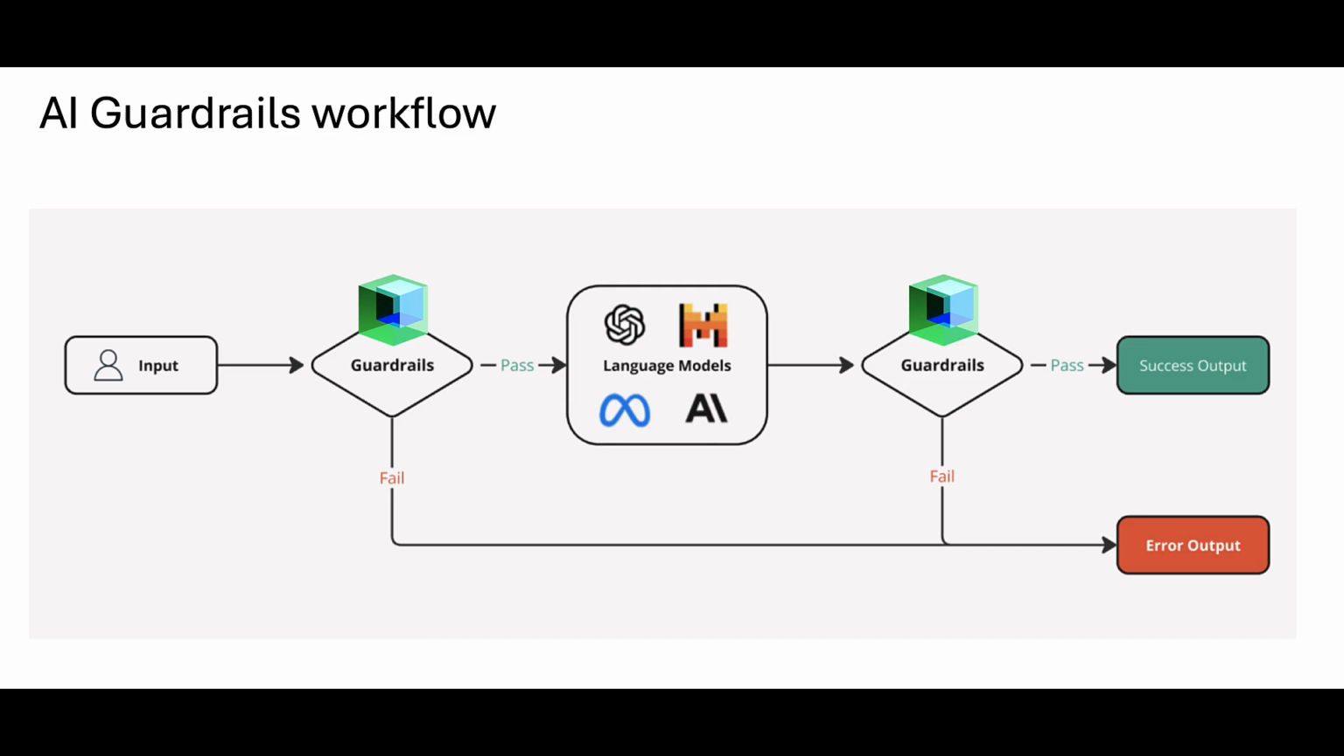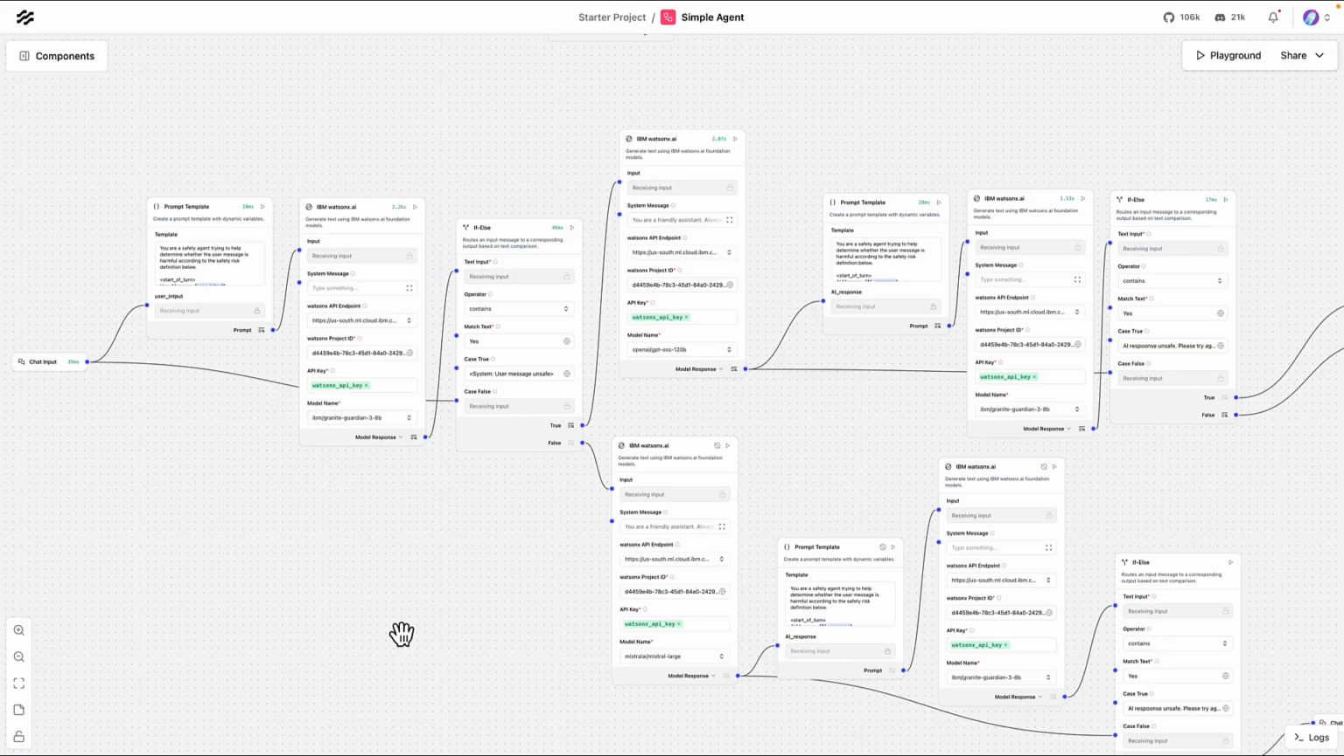Now I will walk you through my Langflow project so you can see just how easy it is to implement this kind of guardrails workflow using Langflow with minimal coding effort. At the very beginning of the flow, we have a chat input node that captures the user's prompt. That input is then passed into a prompt template designed for the Granite Guardian model.